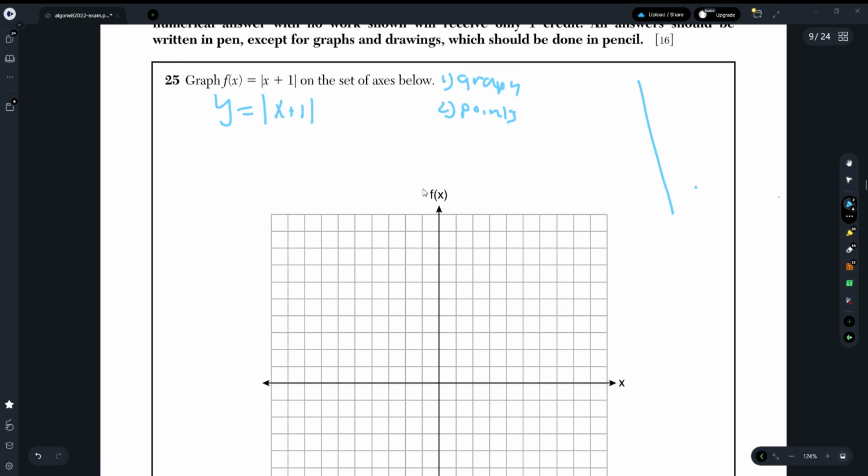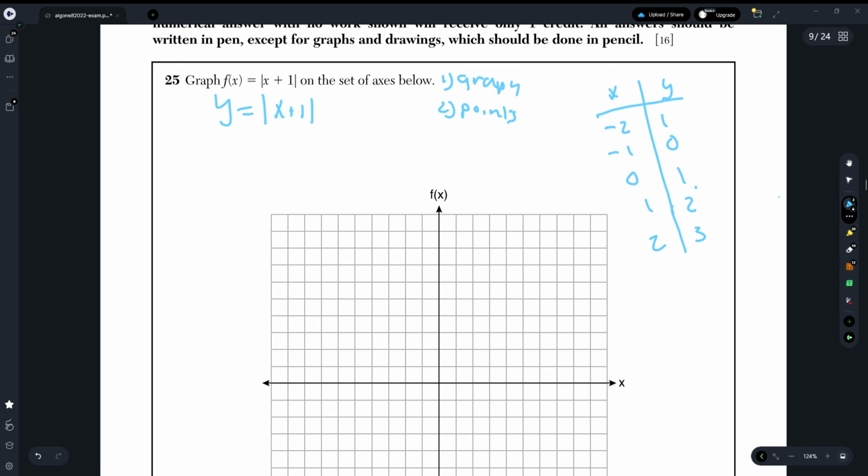So the best way I think of doing this problem is to plug it into my graphing calculator, and then go into my table and copy some points. So here's my x, here's my y. I'm going to look at my table. I get -2, 1. I get -1, 0. I get 0, 1, and then I get 1, 2, and then I got 2, 3.